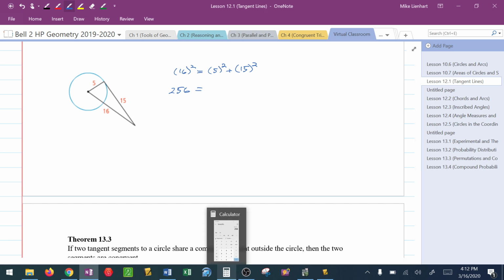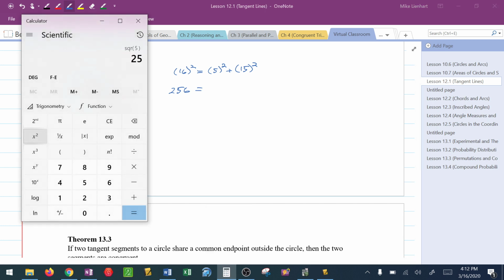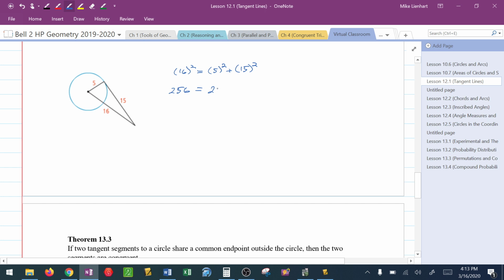What is 5 squared plus 15 squared? Again, use the calculator. You don't have to. You could do it in your head too. But that gives me 250. The Pythagorean theorem is not satisfied. Therefore, this line is not a tangent. Okay?